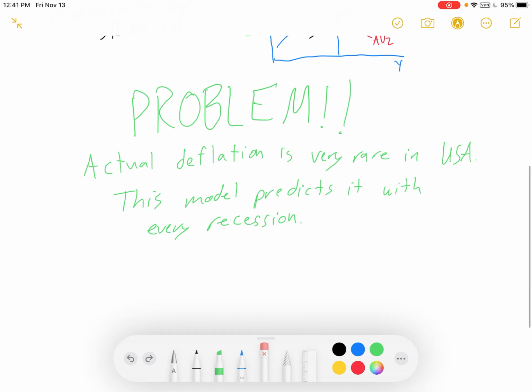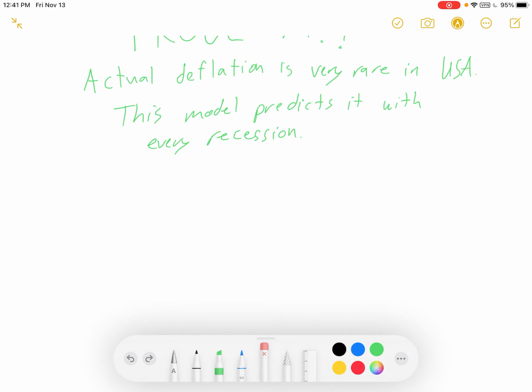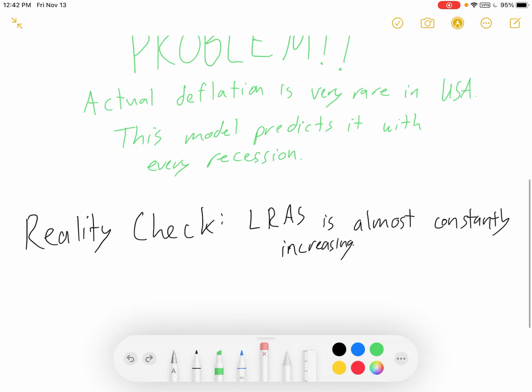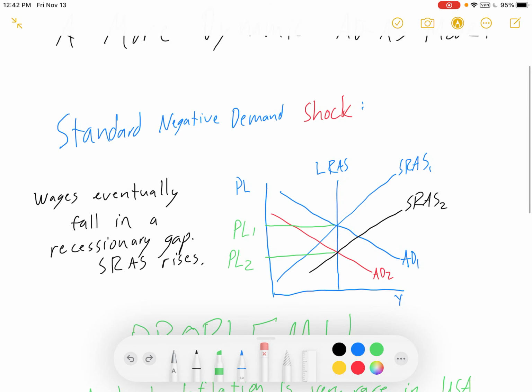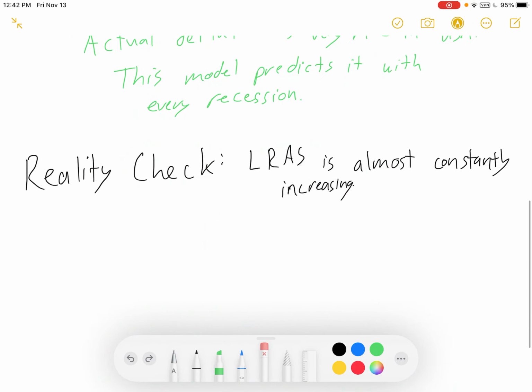So we need to figure out a way to use this model a little more realistically, maybe. And I'm just going to hint at it because I don't really emphasize it in my classes enough, but it's something to think about. Reality check. Your long-run aggregate supply curve is almost always increasing. It is not standing still. When we draw this graph, we leave LRAS there as if it doesn't move. But the truth is it's almost always moving. Why? Because population is growing, because we're getting more capital than before, because technology is constantly improving. That long-run aggregate supply curve is always on the move, and it's almost always moving to the right.